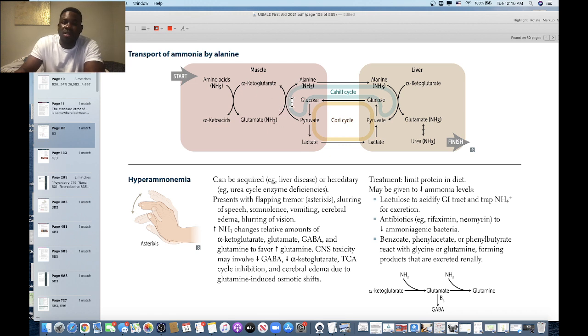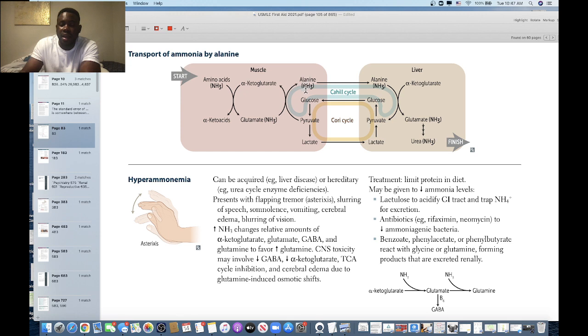So this will be a cycle. Now from the muscles through the Cahill cycle, alanine can transfer ammonia to the liver. Alanine will move from the muscles to the liver through the Cahill cycle, like this. In the Cahill cycle, pyruvate takes the ammonia and converts it to alanine and then alpha ketoglutarate.